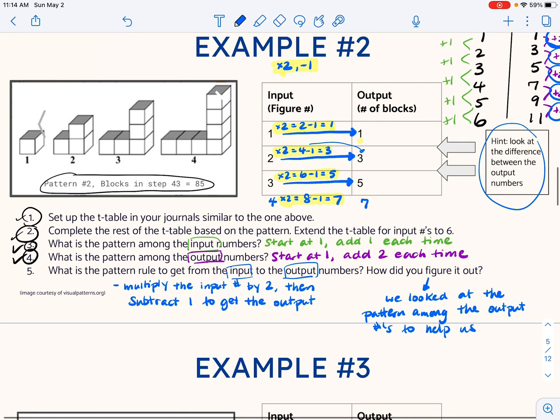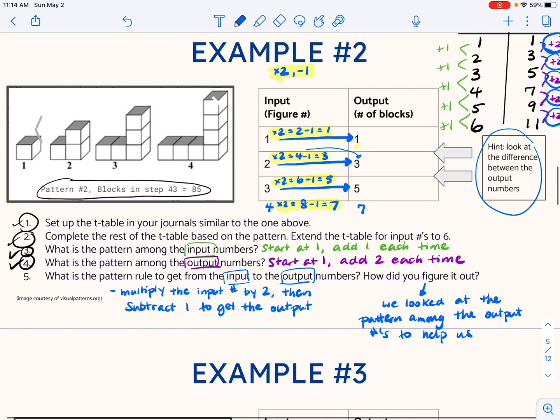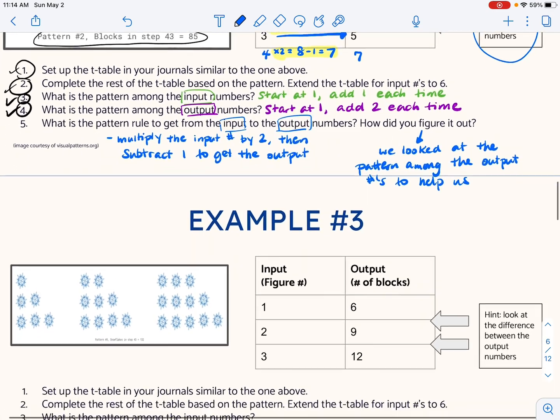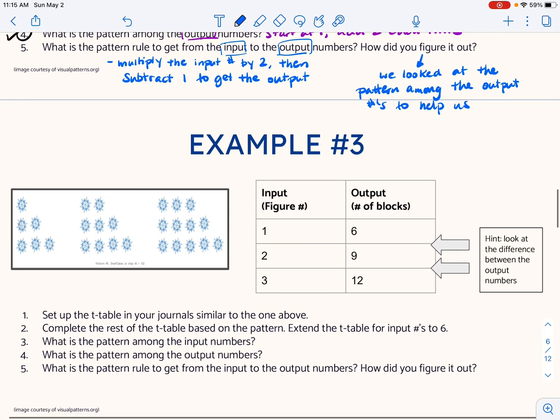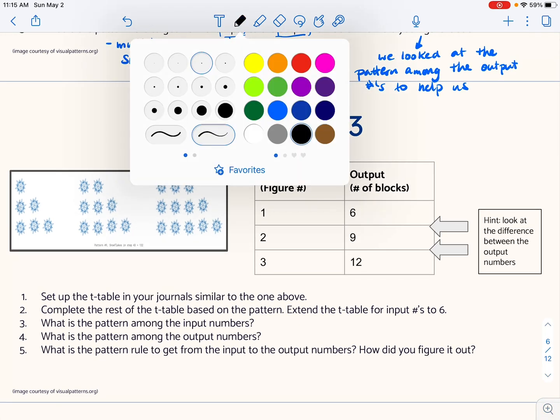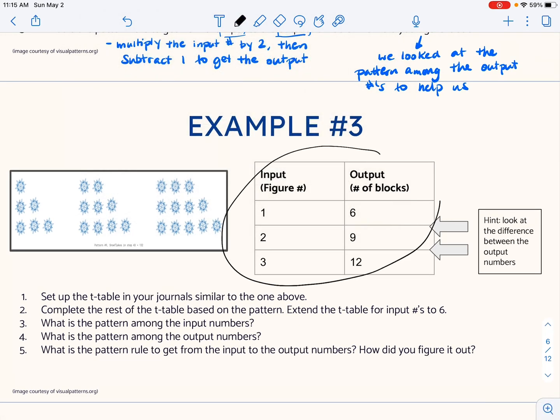To help us figure out what you're multiplying by. Okay, so that's example number 2. Now, I'm going to move on to example number 3. So I invite you again to pause the recording and copy down the T table listed here in your journal.